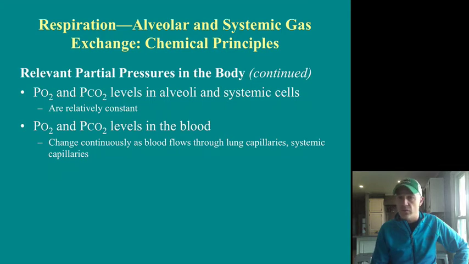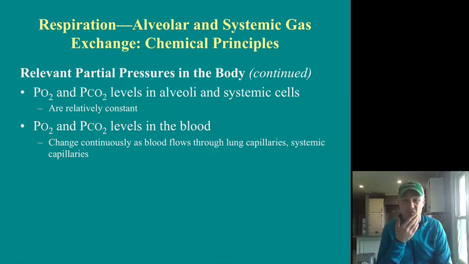So when we're moving these things back and forth in the blood, it's going to change as it goes through different capillary beds and drops off and picks stuff up. In the alveoli and the systemic cells, it's kind of staying pretty constant. We're completely replacing that air usually. These numbers are going to stay pretty consistent.